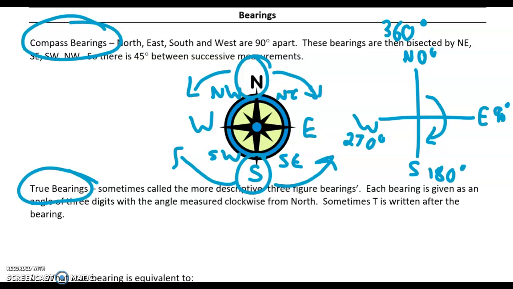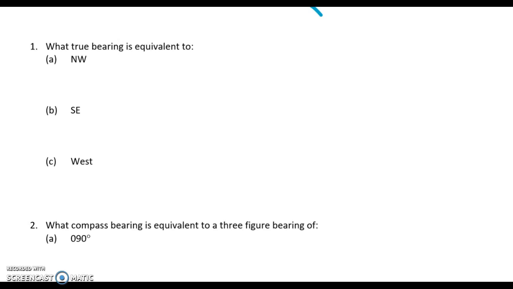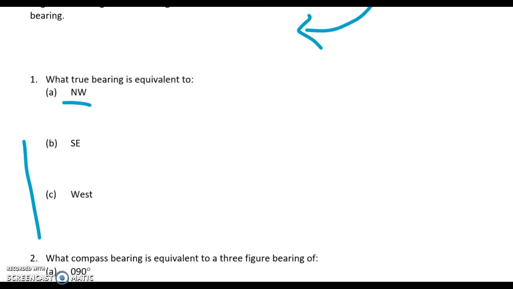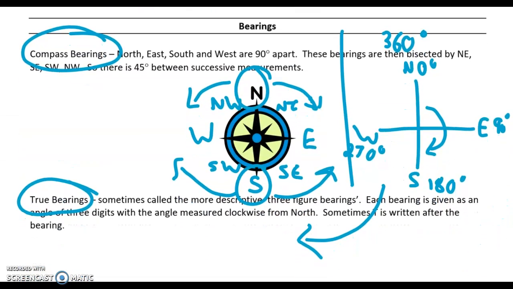So this is the true bearings. All right, let's just have a look at a couple of examples. What true bearing is equivalent to northwest? Well, a true bearing we want is a 3-figure bearing. So how much out of 360 is northwest? If we go back up to the top here, we can see that northwest is going to be up here. And so that's going to be 270 plus another 45, which would give us 315 degrees.